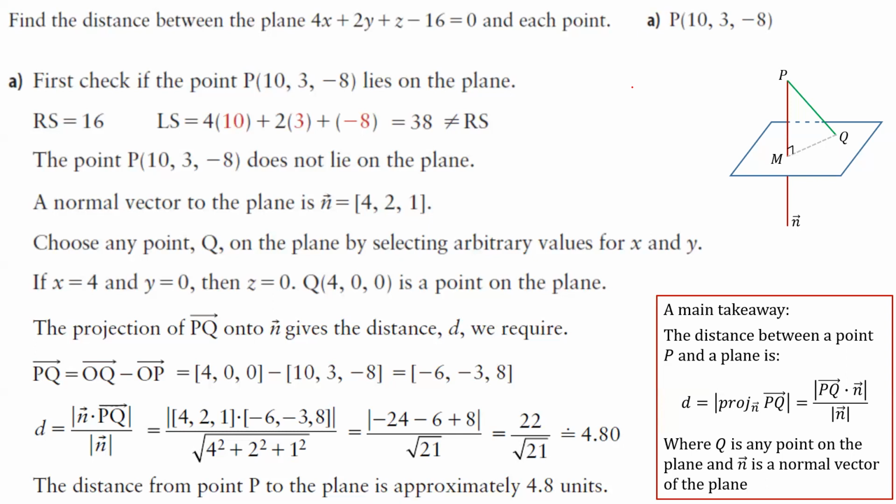Okay, so what's the main takeaway of this example? The main takeaway is the distance between a point P and the plane can be given by the following formula. d equals the magnitude of the projection of vector PQ on vector n, which equals the absolute value of vector PQ dot product with vector n over the magnitude of vector n, where Q is any point on the plane and n is a normal vector of that plane. So you might want to write this down in your notebook.